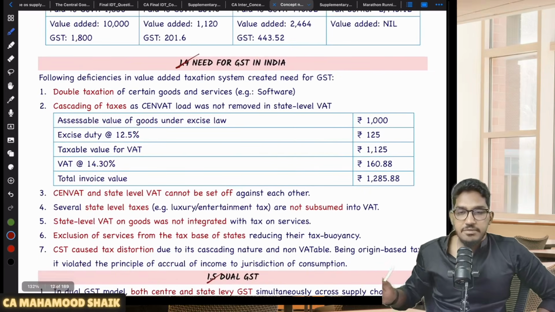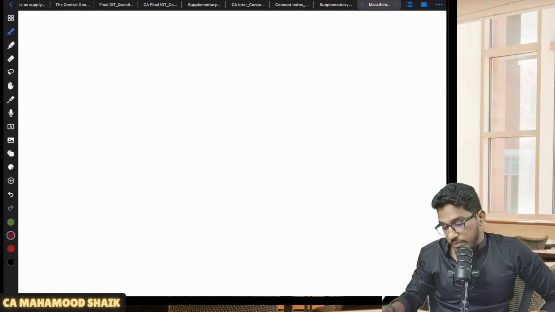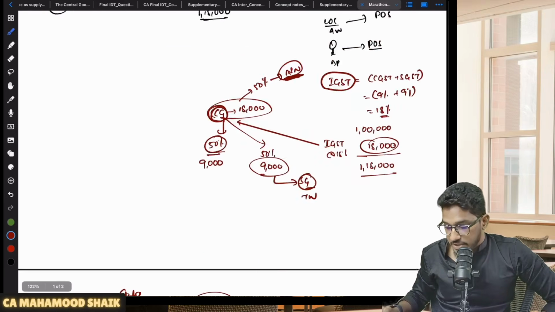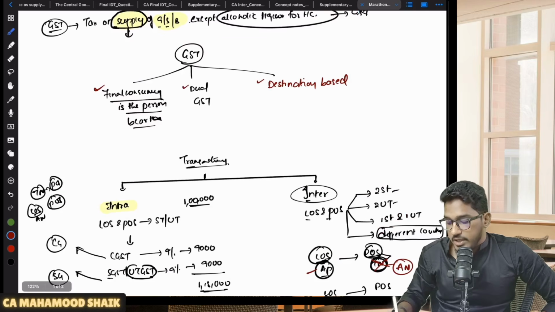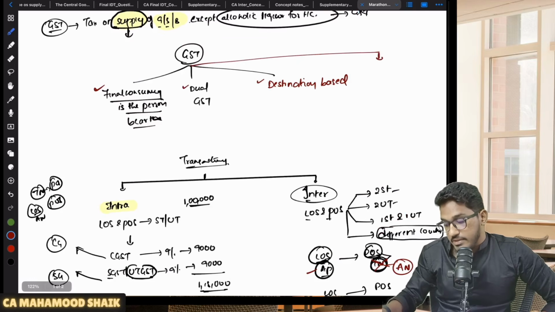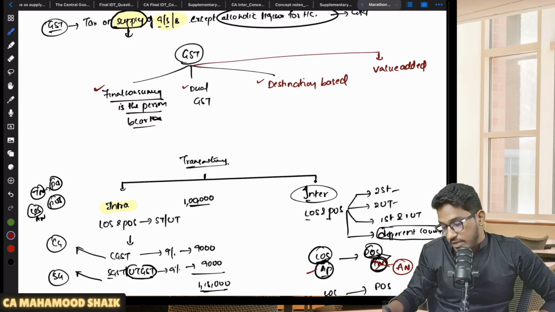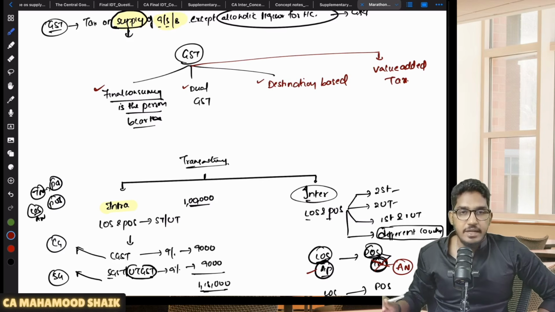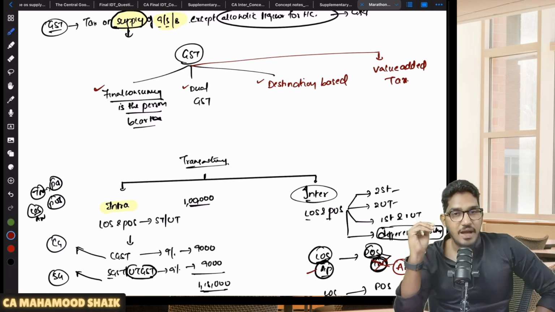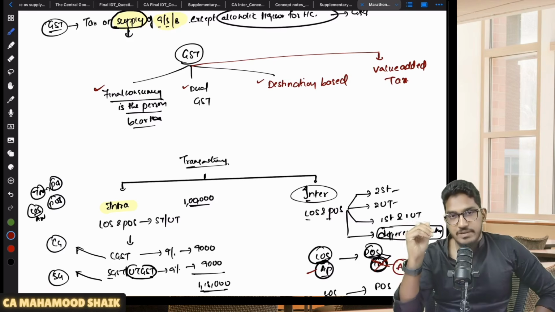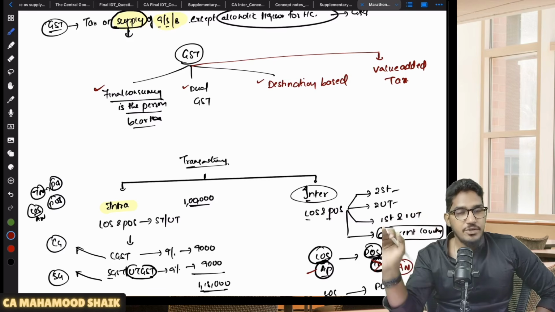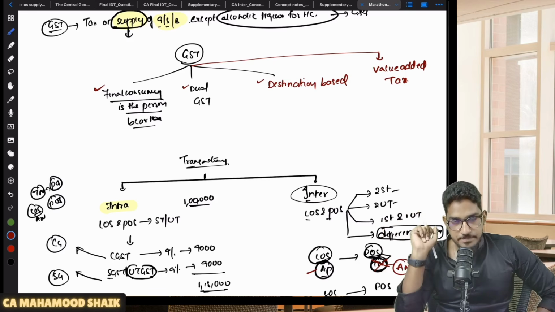One more important characteristic I forgot to mention here. One more important quality of GST in India is it is a value added tax. It is a value added tax. Whenever there is a value addition at each stage, only on that value added component will GST be imposed. If there is no value addition, there is no GST.